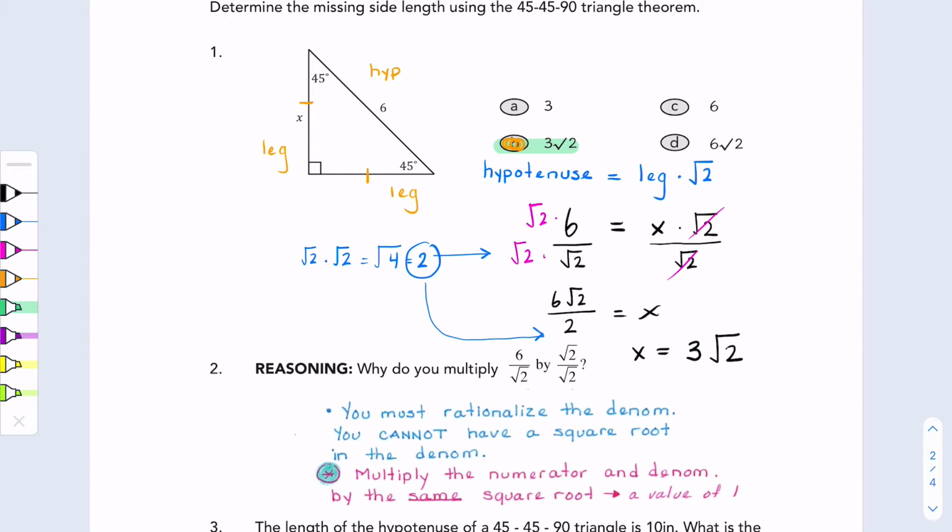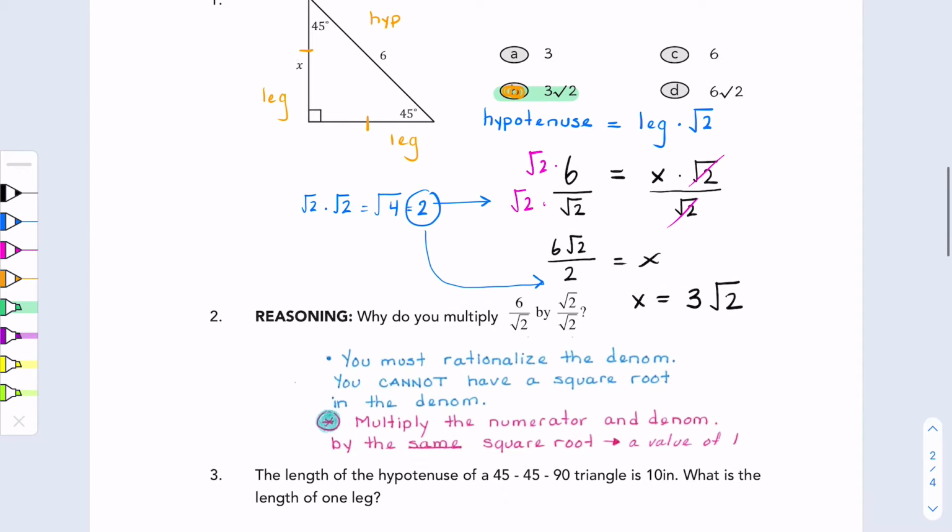You cannot have a square root in the denominator. So in order to do this, you multiply the numerator and the denominator by the same square root. And that same square root is this here. That's why we multiplied the top and bottom by the square root of 2.